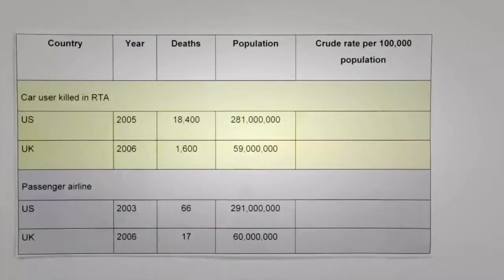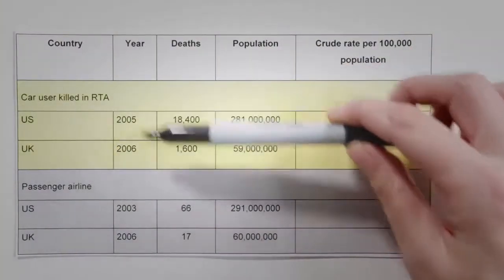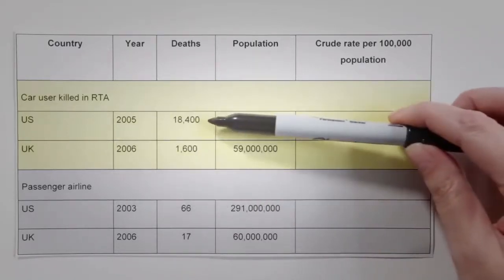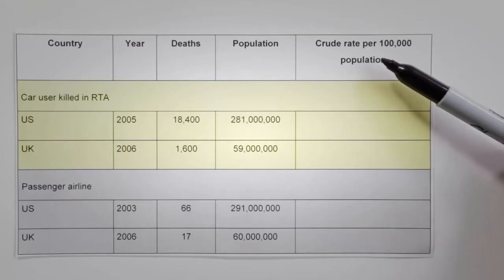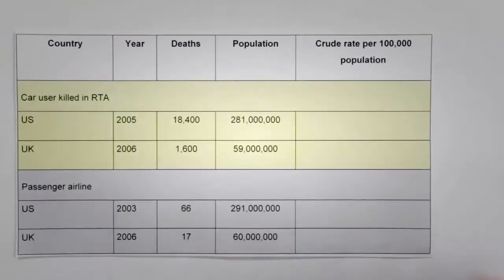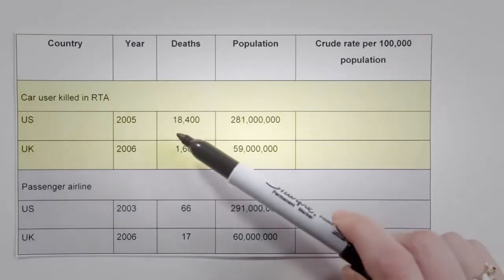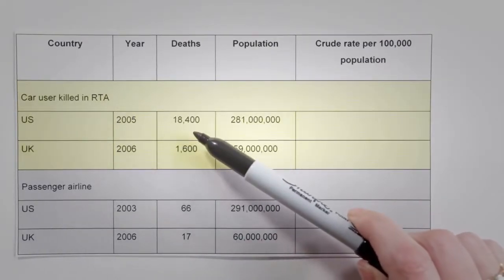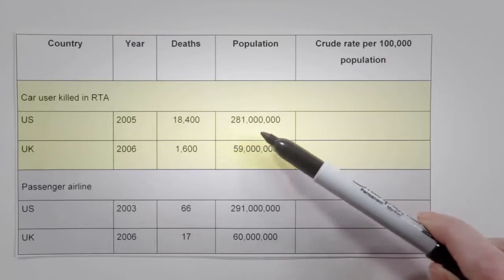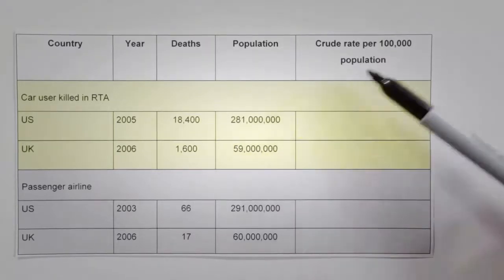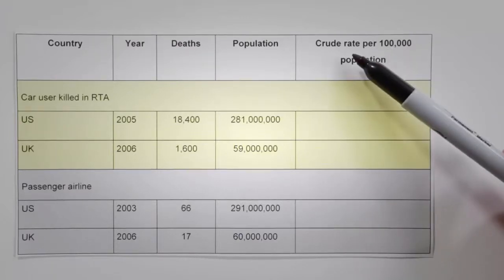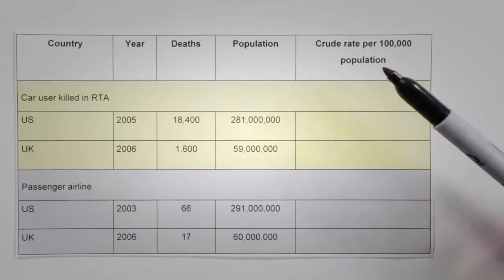The table shows the deaths by car and by air. So you can see here, this section is the deaths by car, this section the deaths by air. And what we want to do is to calculate the crude rate of deaths per 100,000 population, first of all for car and then by air. So you can see for car that there were 18,400 deaths per 281 million population. So we want to divide 281 million by 100,000 to find the crude rate of deaths per 100,000 population. So let's do that.